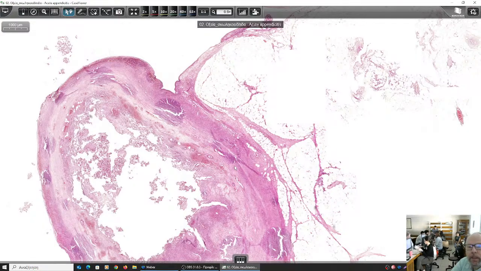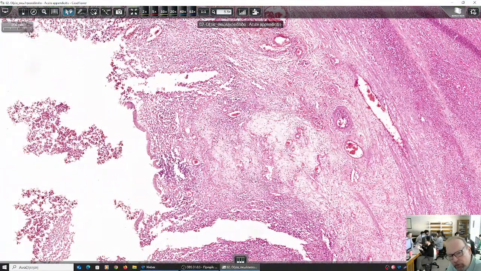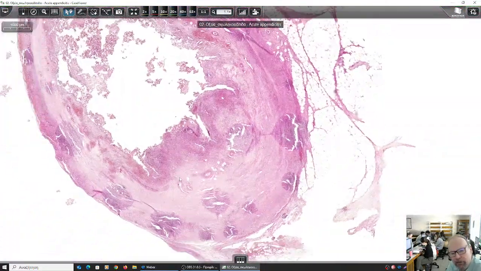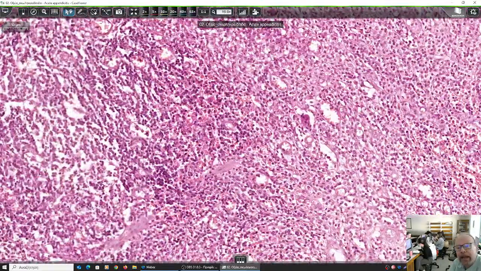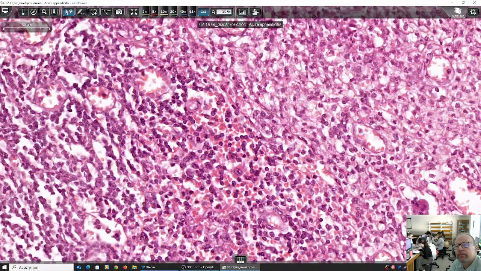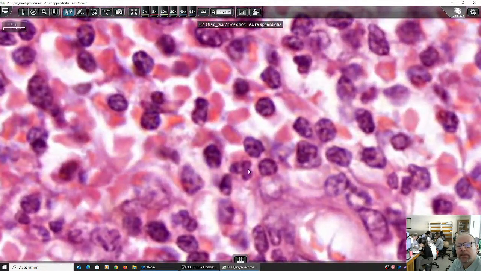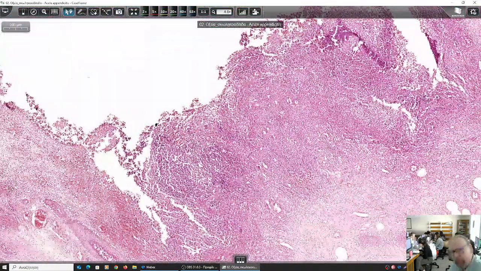So, what do we see here? This is the only area where we have some sort of mucosal epithelium. All the rest has been damaged. The mucosa has been damaged due to inflammation because this is acute appendicitis. So we have formation of granulation tissue. So what do we see here? Thin-walled vessels with mixed inflammatory cells. What is this inflammatory cell? Neutrophil. Because we have acute appendicitis.